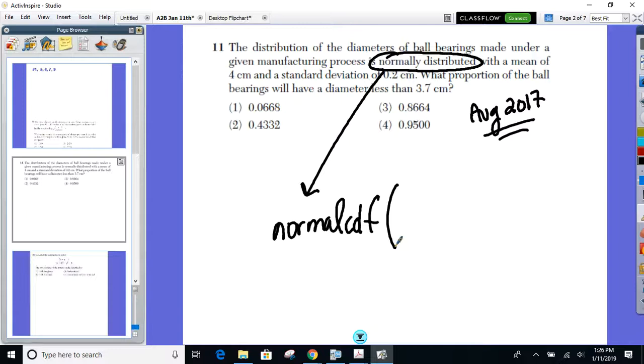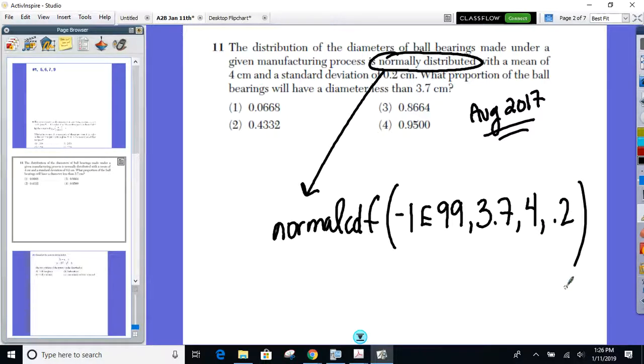Less than 3.7. What's your lower bound? Yeah, there you go. I love the chorus. You got to love that, huh? Negative 1E99. Upper bound? 3.7. What's that next one mean? Literally. Never mind. 4 and 0.2.